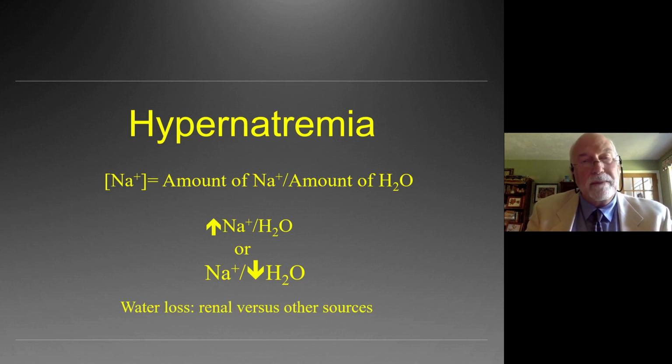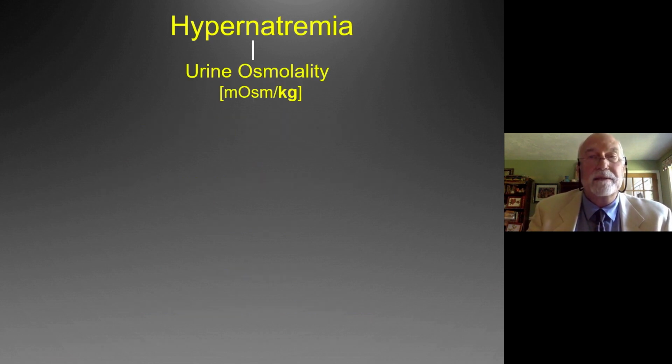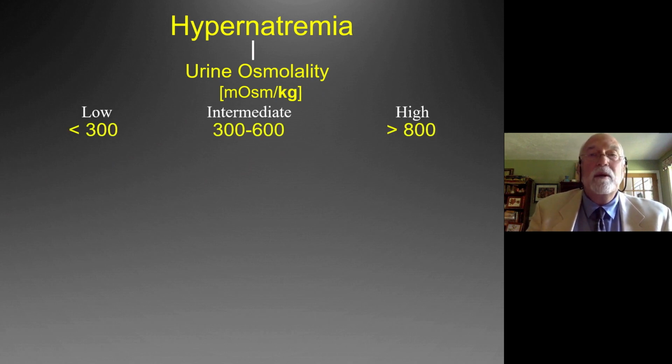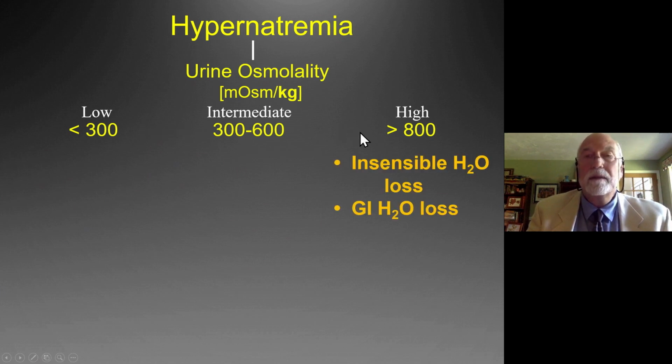So if we're talking about water losses, then we want to consider whether these are happening through a renal mechanism or through other sources, such as the GI tract. So when approaching a patient with hypernatremia, it's useful to start with the urine osmolality, measured in milliosmoles per kilo, as this will provide a framework for approaching patients with an elevated sodium concentration. We can divide it into 3 broad categories: low osmolality, intermediate, and high.